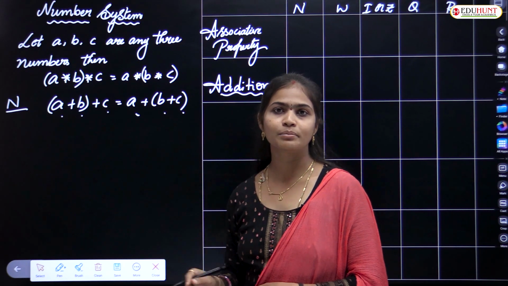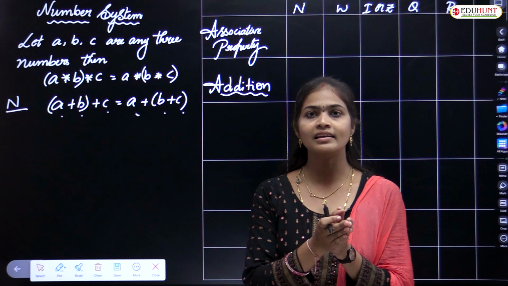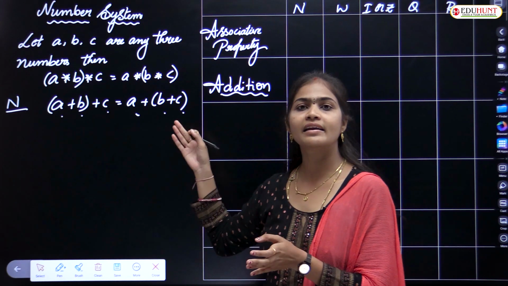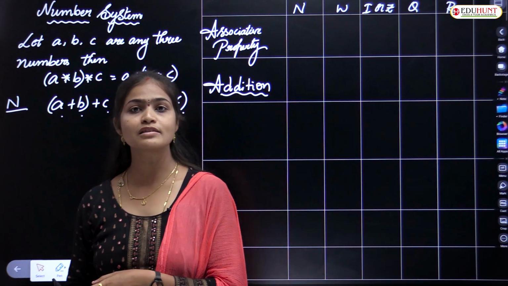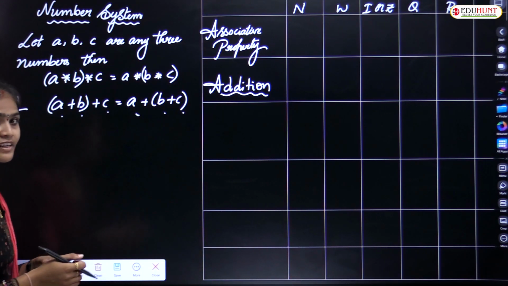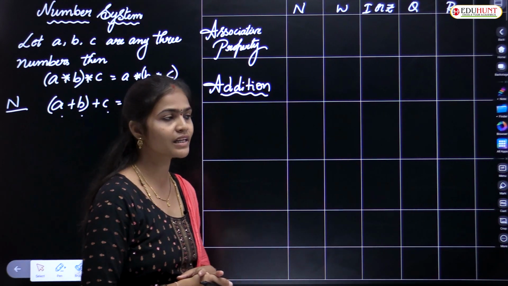Grouping means we have to keep brackets. First I take the group as A and B, and in the RHS I kept brackets for B and C. That is the associative property, that is the definition. Now we have to check whether it is satisfied in all types of numbers or not.